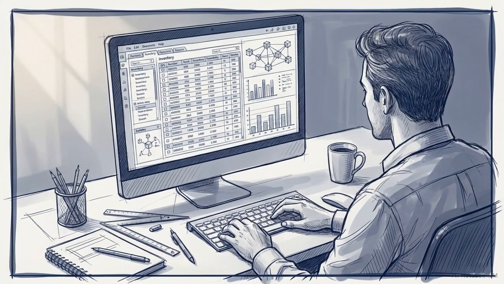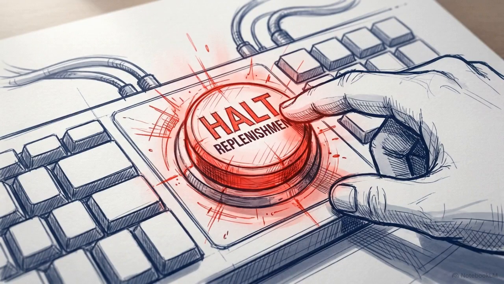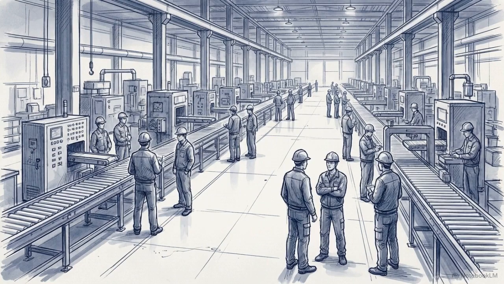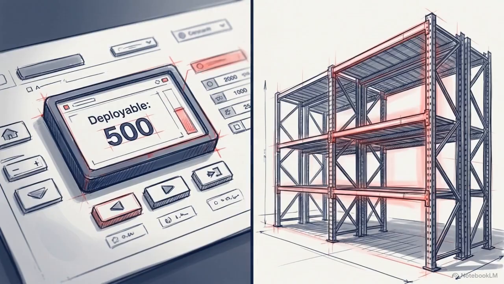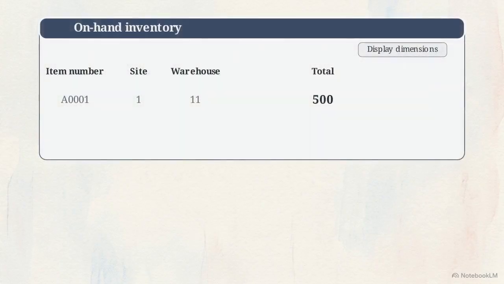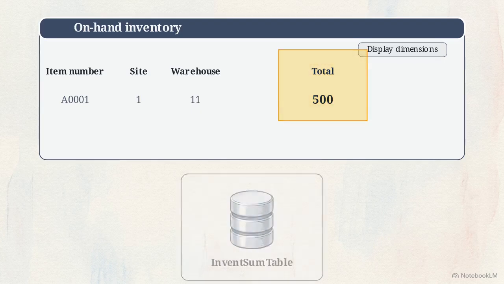An MRP planner checks the system, sees 500 units of raw material available at the main warehouse, and halts a necessary replenishment order. 2 days later, production completely halts because warehouse workers confirm the physical shelves are entirely empty. How could the system display 500 deployable units while the physical reality is absolute zero? This is a recreation of the D365 on-hand inventory inquiry grid. The flaw lies right here in the interface. The planner was viewing a collapsed total column within a saved view, hiding the necessary context.